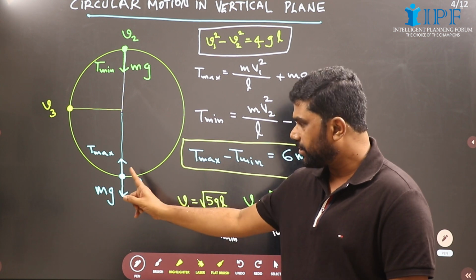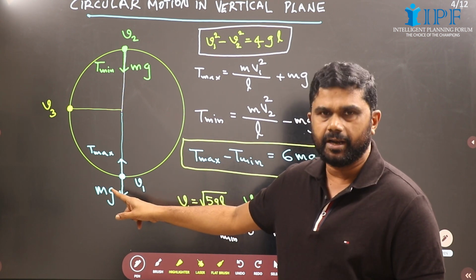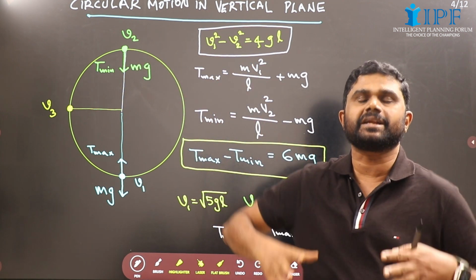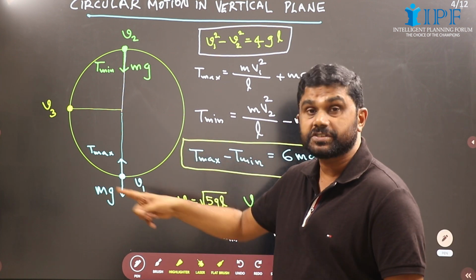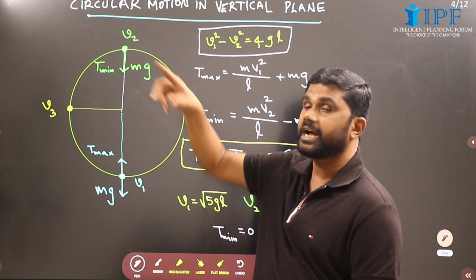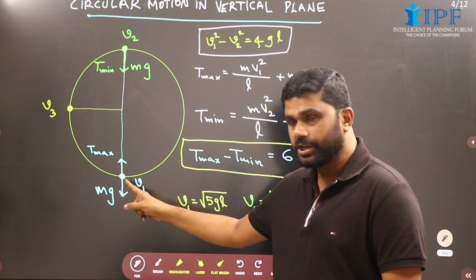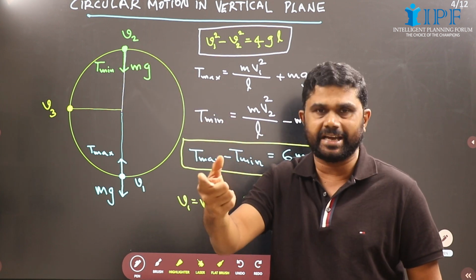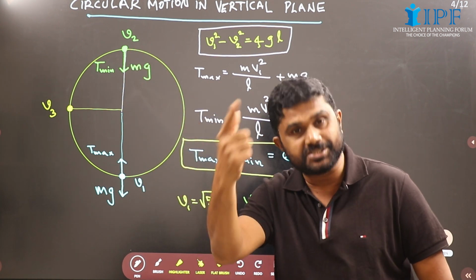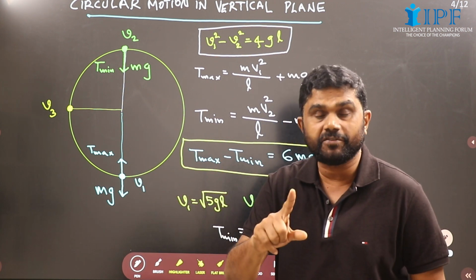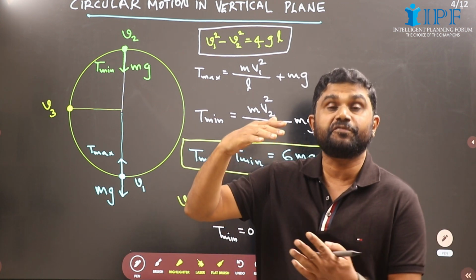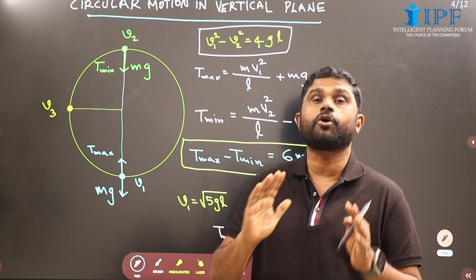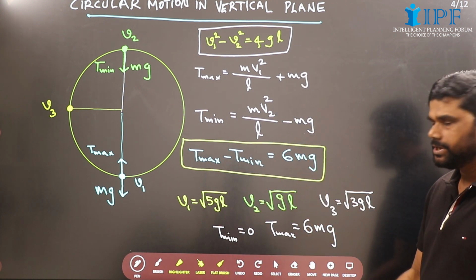Okay. If the velocity given at the lowest point is root 5gL, then at the highest point velocity will be root gL. That case is called a critical case. In that case, tension at the lowest point will be 6 mg and tension at the highest point will be 0. If the velocity at the lowest point is more than root 5gL, then the velocity at the highest point will be more than root gL. Tension at the highest point will be more than 0. Tension at the lowest point will be more than 6 mg. But the difference, maximum tension minus minimum tension, will be 6 mg always. See, T max minus T minimum equal to 6 mg.